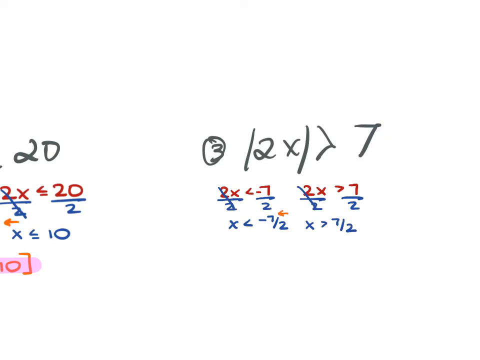These two inequality signs point away from each other, so this is an or statement, which just means that you're going to go from negative infinity up to negative 7 over 2. Doesn't include the negative 7 over 2. And this is going to be a union with the positive 7 over 2 to positive infinity. And then remember, both of these 7 over 2 and the negative 7 over 2 get the parentheses on them because it's not also equal to.